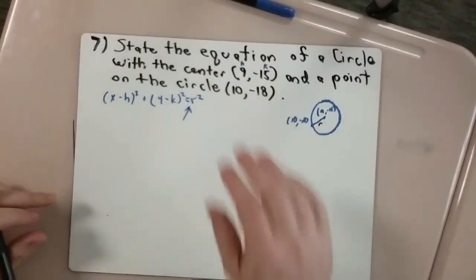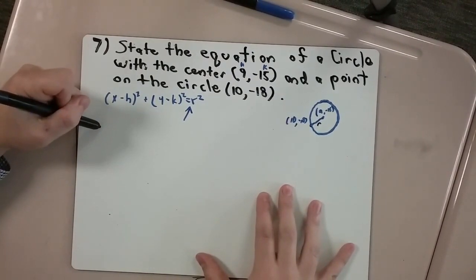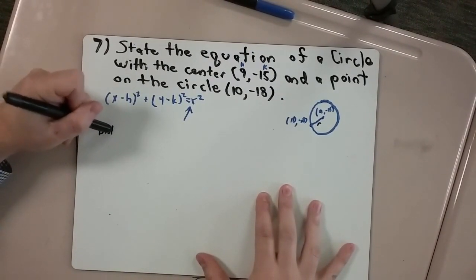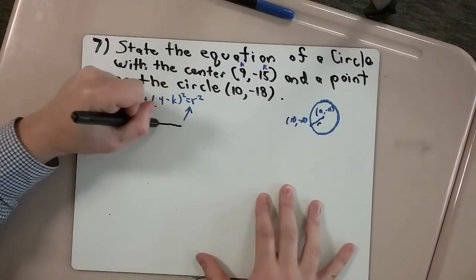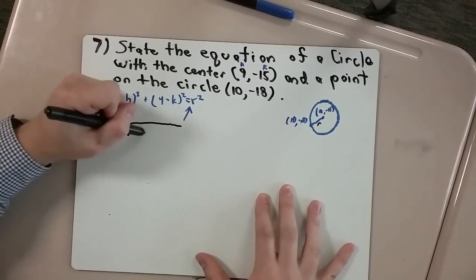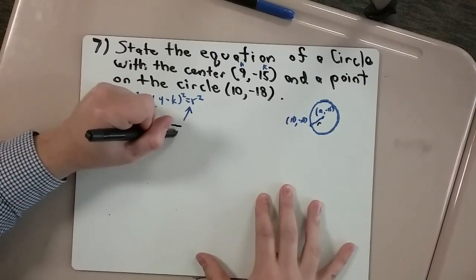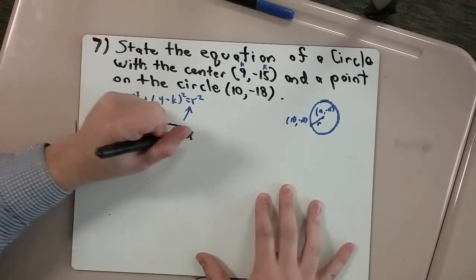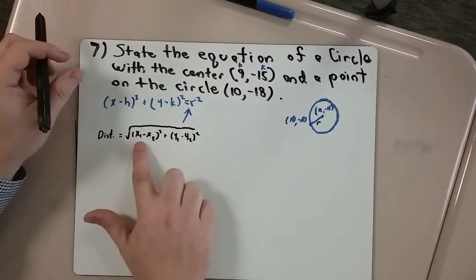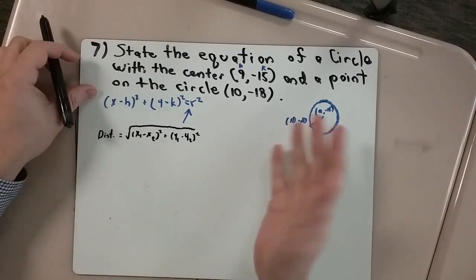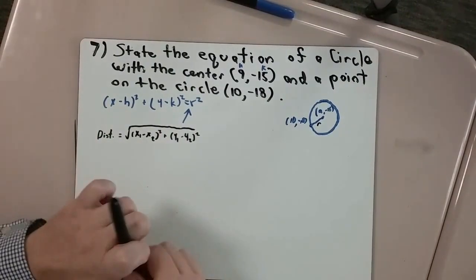The way I'm going to do that is I'm going to use the distance formula. As we saw before, the distance formula, and I'm going to write distance so we don't confuse this for something else, is the square root of x1 minus x2 squared plus y1 minus y2 squared. The little subscript 1 and subscript 2 just say that the order matters. And as long as you keep it consistent, you'll be okay.